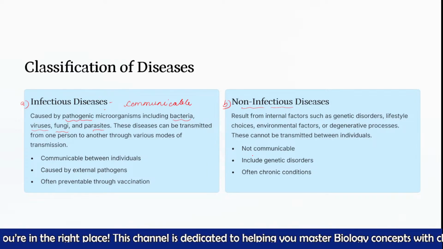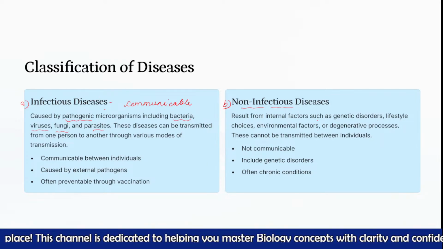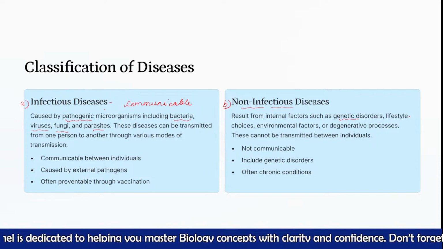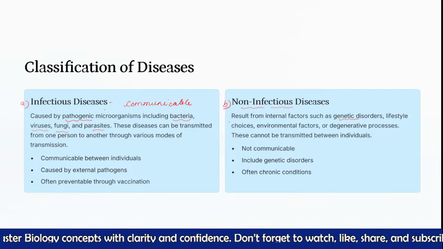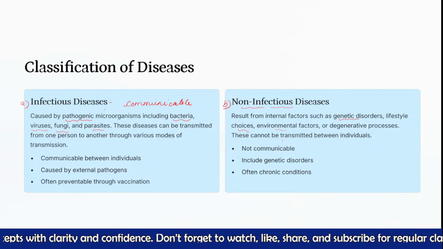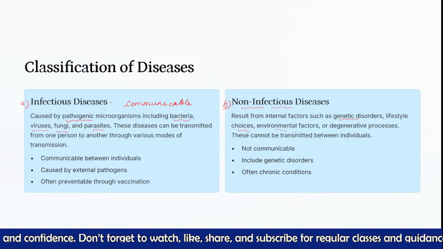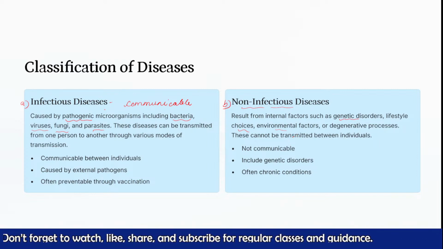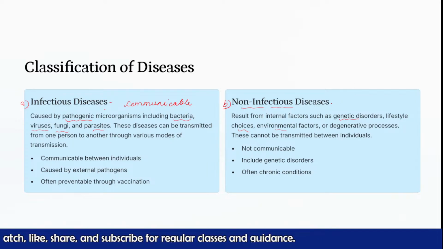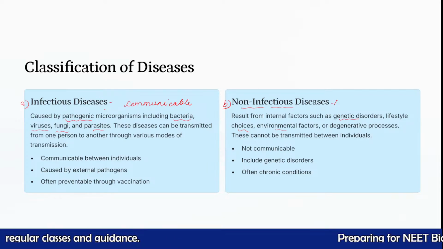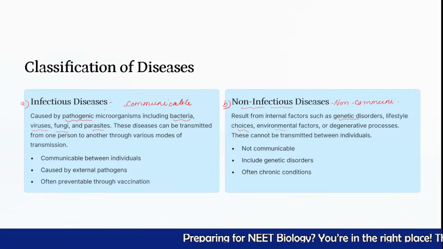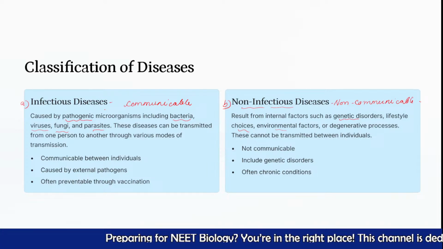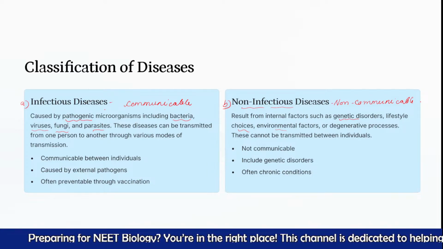Non-infectious diseases are not caused due to pathogen. There are some specific reasons there, like genetic disorders, some defective gene causes some problems. That is non-infectious. Then lifestyle choices, environmental factors, or the degeneration of the specific tissues or organ. All these are included in the non-infectious diseases. This will not be transmitted from one person to another. So we can say non-infectious diseases are also called non-communicable diseases. Okay, so remember non-communicable diseases and infectious diseases.